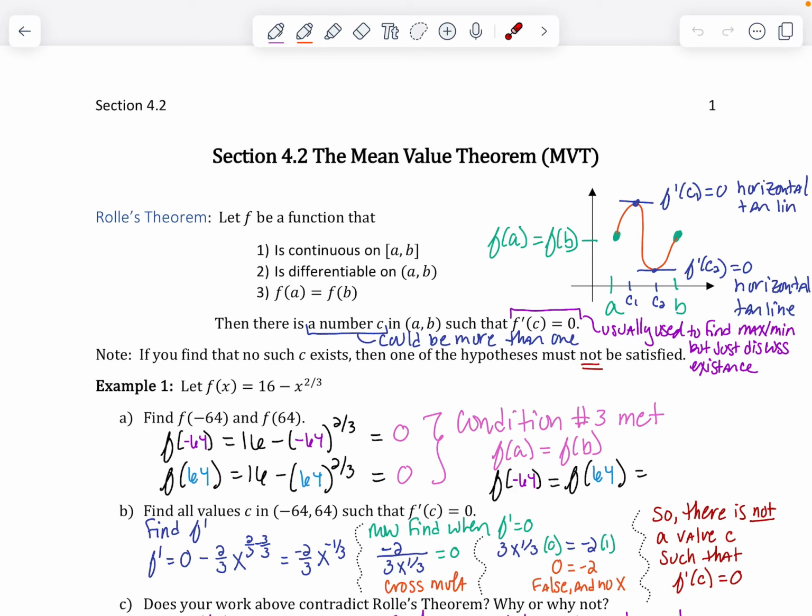Section 4.2, the mean value theorem, page 1. We're going to start with Rolle's theorem. And Rolle's theorem says, let f be a function such that the three conditions are held.